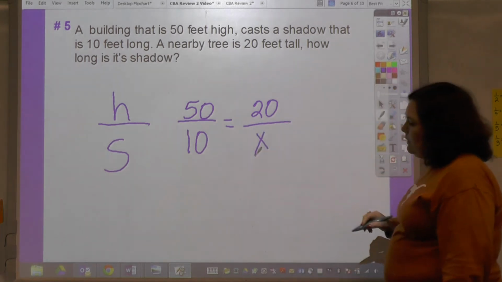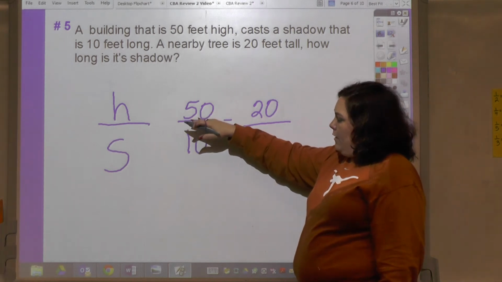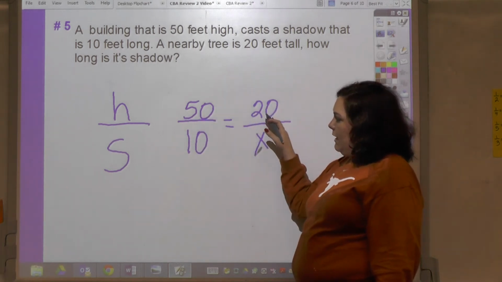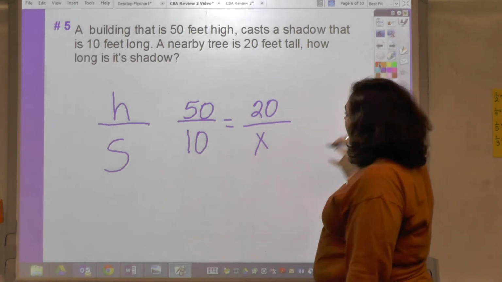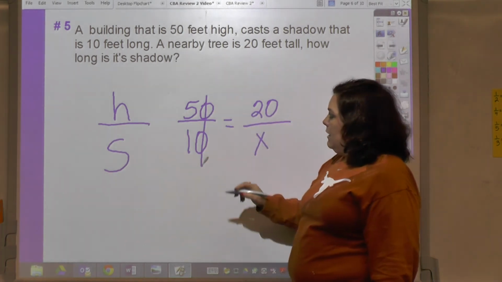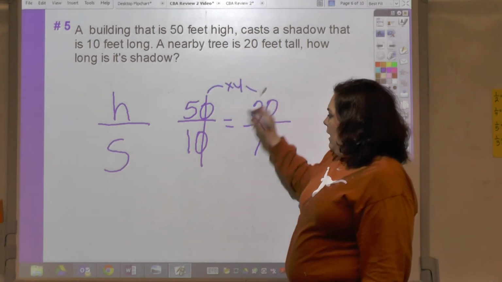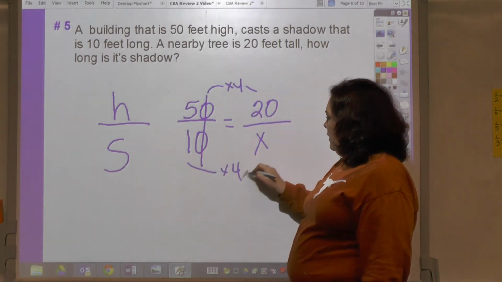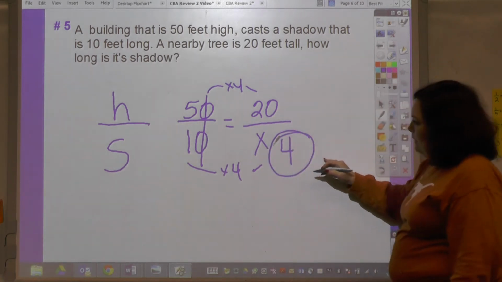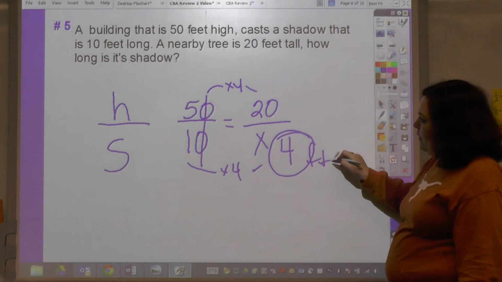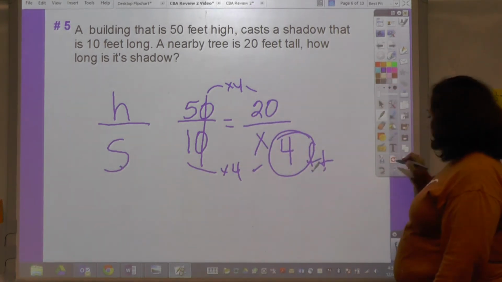That's the X. Now, I can't get directly from 50 to 20, so I need to simplify. I can divide by 10. And now I can go from 5 to 20 times 4, and 1 times 4 is 4. That's saying a 4-foot shadow, and that makes sense. It's the shadow.